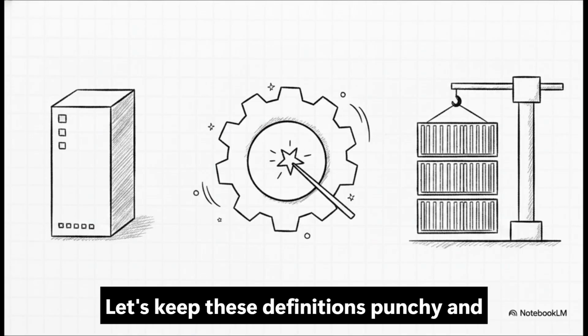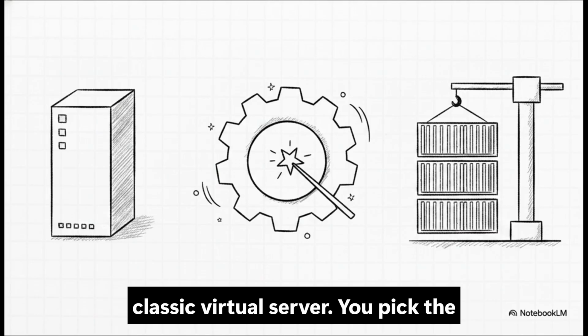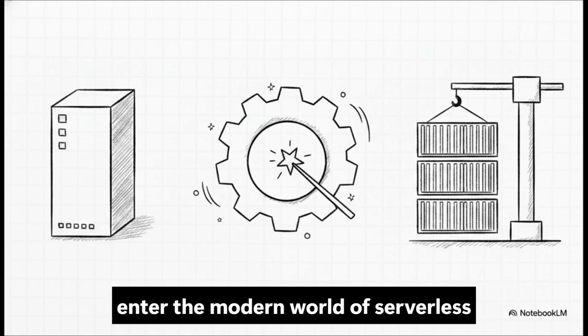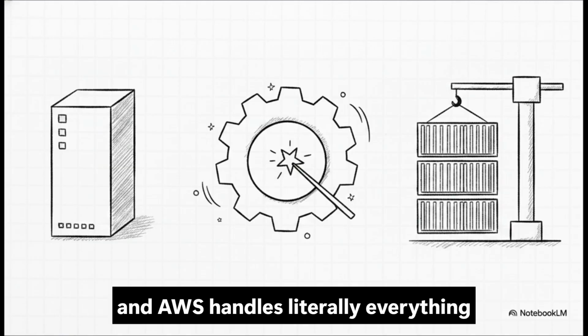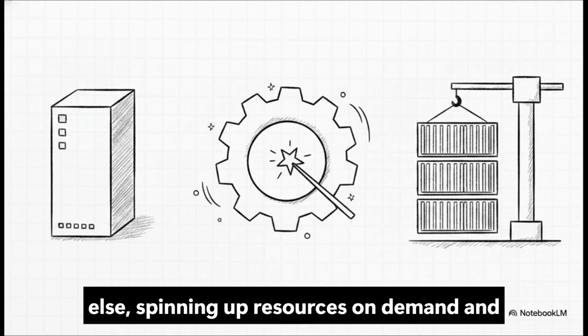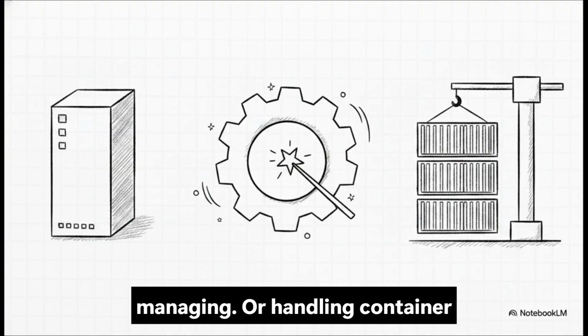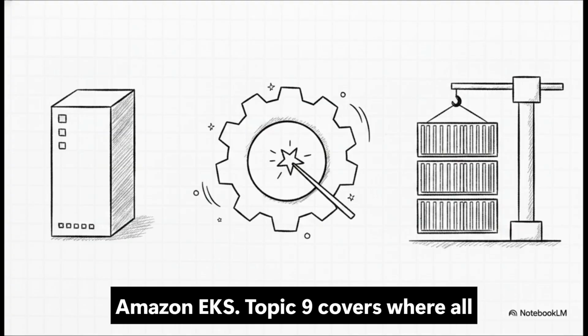Let's keep these definitions punchy and memorable. Amazon EC2, that is your classic virtual server. You pick the operating system, you manage it, you have full control. But with AWS Lambda, you enter the modern world of serverless computing. You simply upload your code, and AWS handles literally everything else, spinning up resources on demand and charging you down to the exact millisecond of execution time. Lastly, if you see an exam scenario asking about managing Docker or handling container orchestration, boom, you should immediately zero in on Amazon ECS or Amazon EKS.